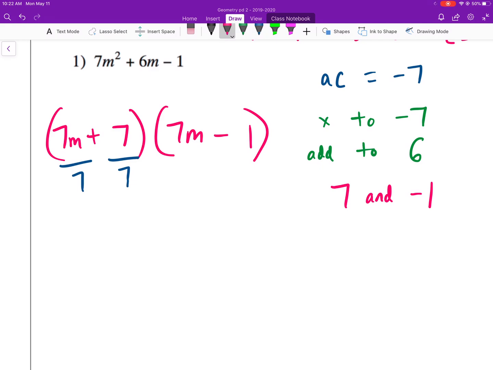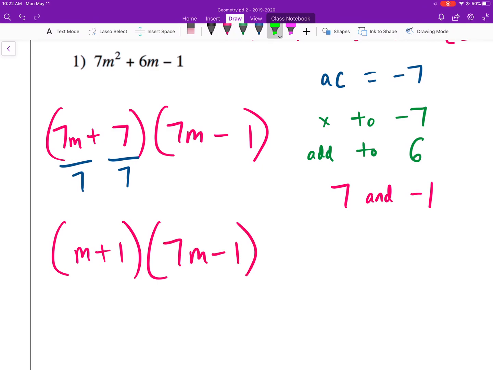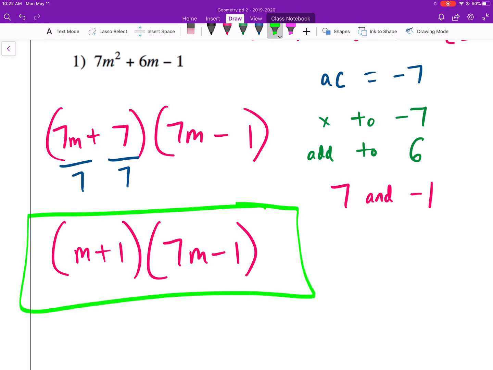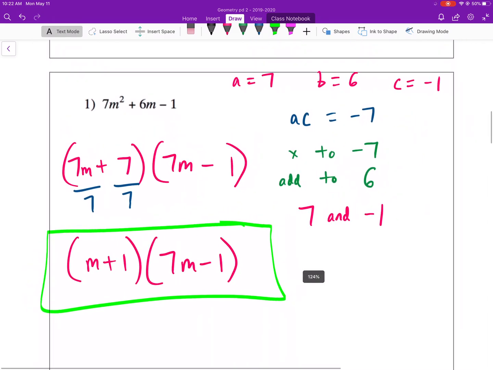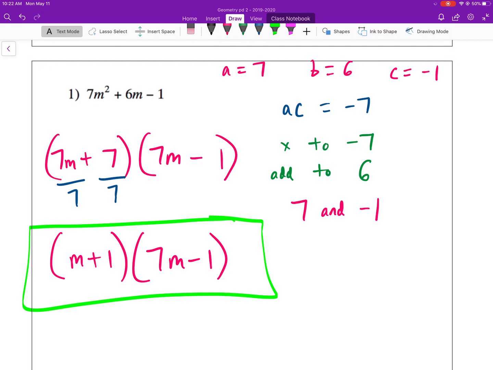So this turns to m plus 1, and then you keep the second binomial, 7m minus 1, and you're done. This is so much less work than the way you learned it initially, like in Algebra 1, but it's more thinking. It's more just like breaking down the problem. You have to really think about it, but I think you'll find this way easier than you learned in prior years.